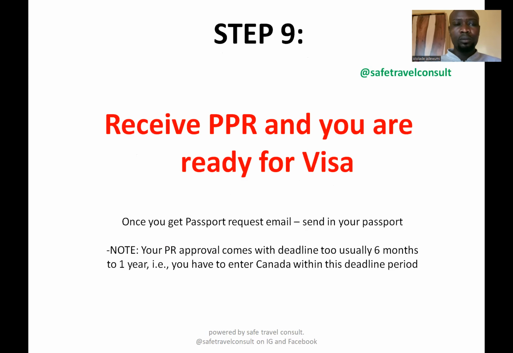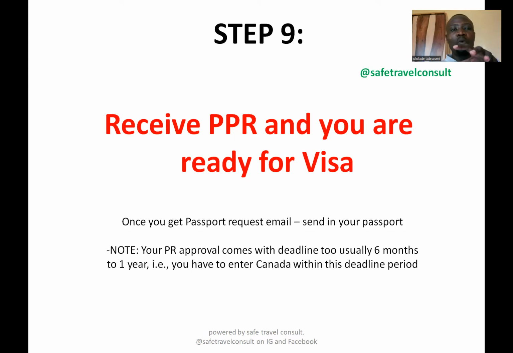Okay, so now once your application is approved, then you will receive what is called a passport request email. They will ask you to send in your passport and all of that. Okay, this is like a congratulatory message, like they welcome you, that they congratulate you that at last you are now on your way to become a permanent resident. You are now a permanent resident of Canada. So now your permanent residence comes usually within 6 months to 1 year.